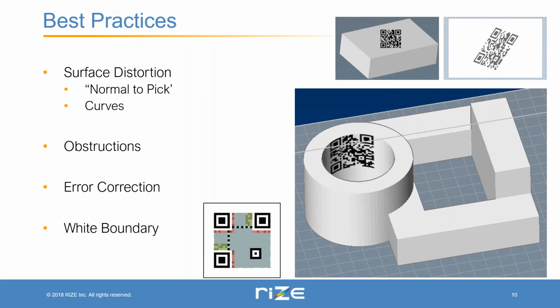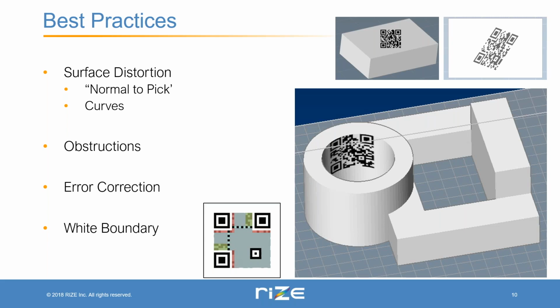QR codes offer a lot of power, but there are a few things to consider to ensure that they perform properly. This slide has what you need to use QR codes successfully. One thing to be careful of is distortion of the code, which can happen when it's applied at an angle or onto a curved surface.